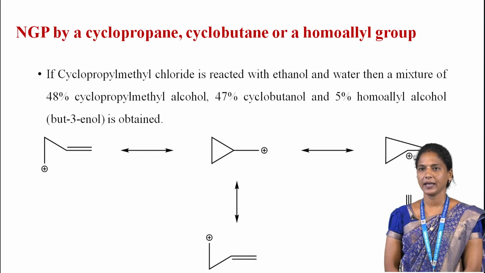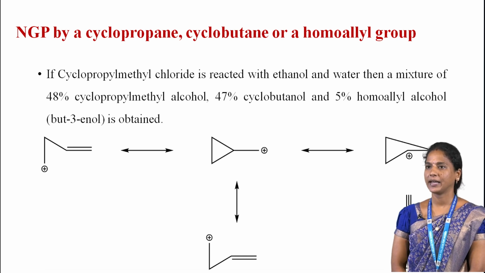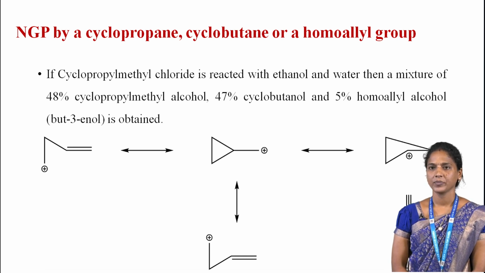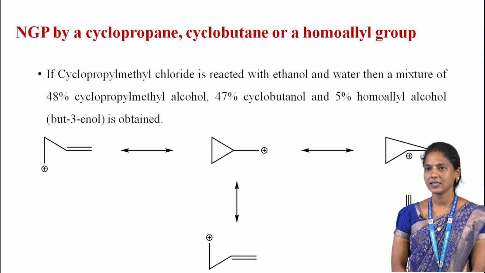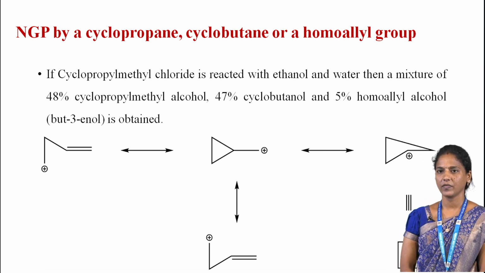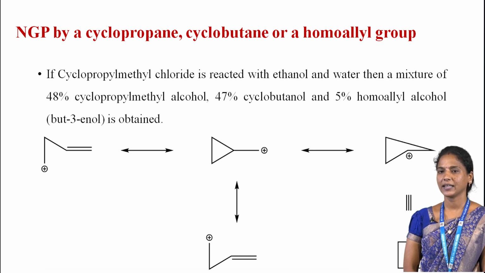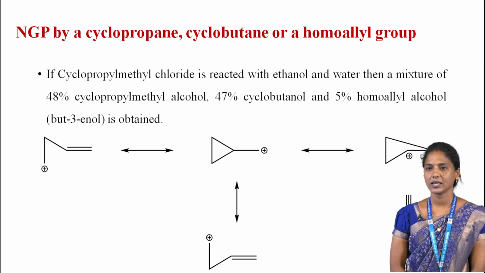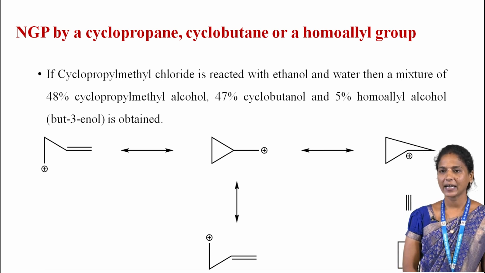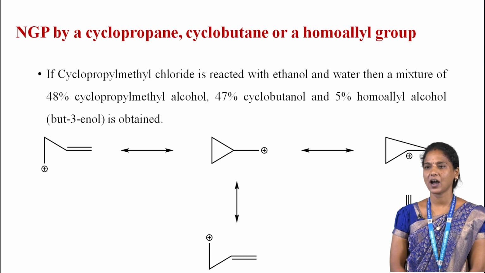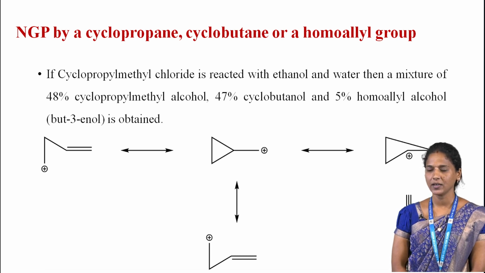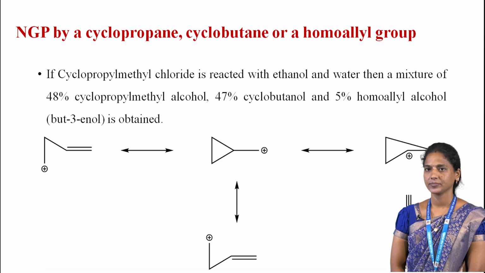Neighboring group participation by a cyclopropane, cyclobutane or a homoallyl group. If cyclopropylmethyl chloride is reacted with ethanol and water, then a mixture of 48% cyclopropylmethyl alcohol, 47% cyclobutanol and 5% homoallyl alcohol, which is but-3-en-1-ol, is obtained. This is because the carbocationic intermediate is delocalized onto many different carbons through a reversible ring opening.